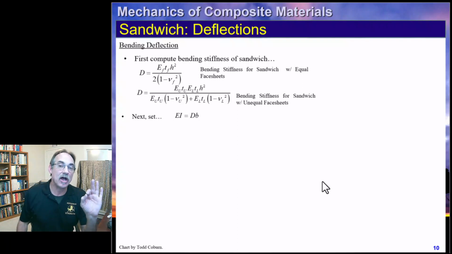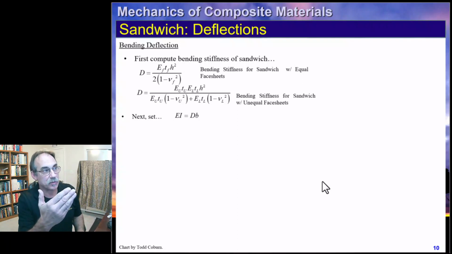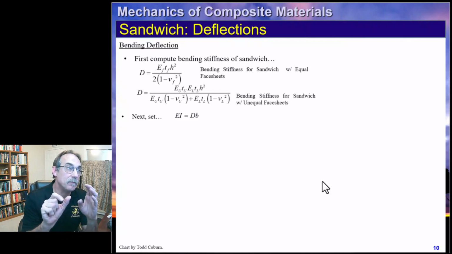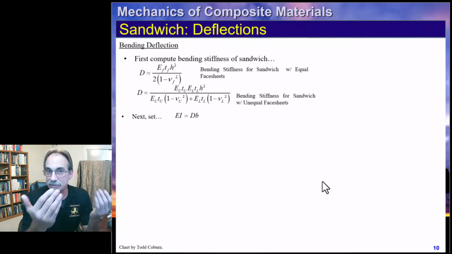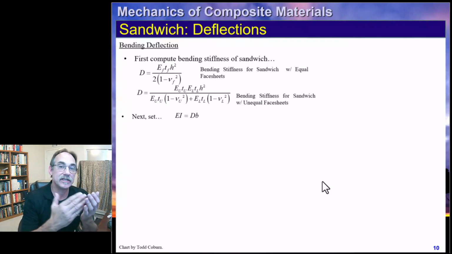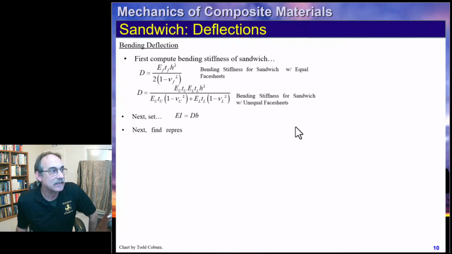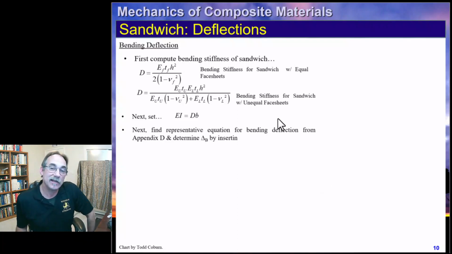Next, remember, we saw in the last couple lectures that our DB parameter, that bending stiffness D times the width of the beam, is analogous to the EI, the modulus times the moment of inertia. So remember that. And then what we're going to do is we're going to go to our handbook.